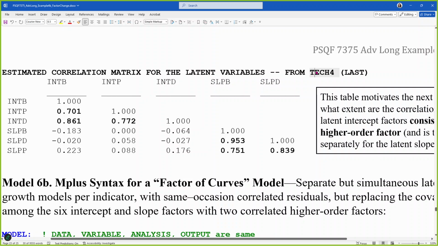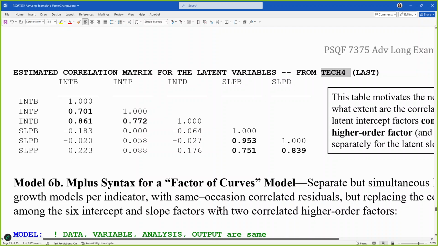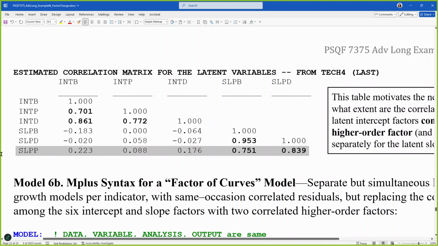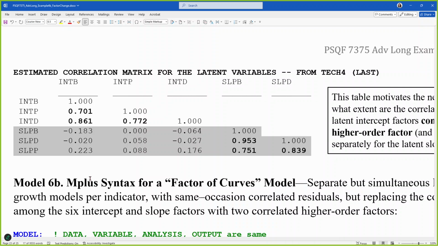So this is Tech 4, an option for output that gave me a correlation matrix of my latent variables. And I've highlighted the ones that we are going to pay attention to most. So do you think that people's individual differences in where they start are related across these three outcomes? Correlations of 0.7, 0.86, 0.78? Yeah, looks that way. Do you think how quickly they fall off the cliff, unhealthy aging or healthy aging, take your pick, is related across these outcomes? I would say yeah.